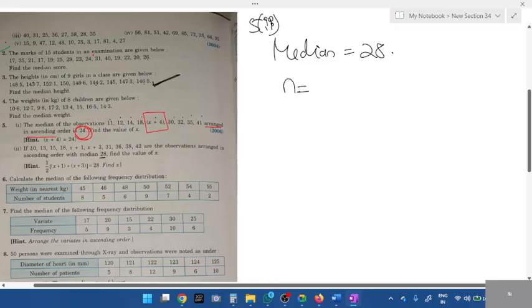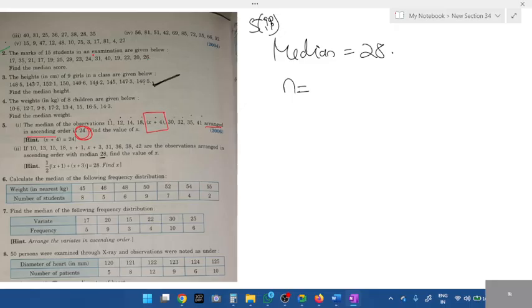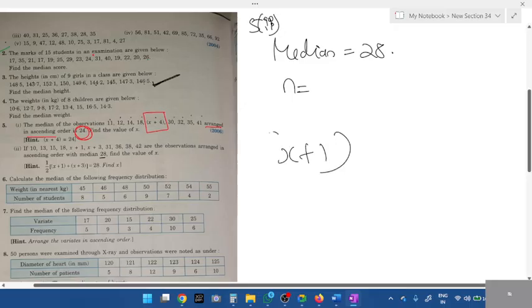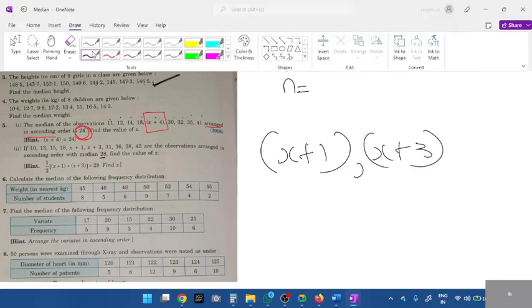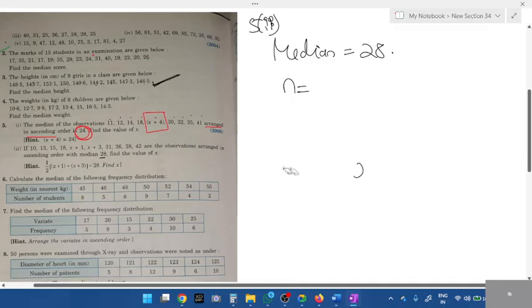Count the number of terms. How many terms are there? Yes, all of you will count. X plus 1 is one term. X plus 2 is two terms. See, x plus 1 is one. This entire thing is one term. X plus 3, even this entire thing is one term. Total how many terms are there? 10 terms.